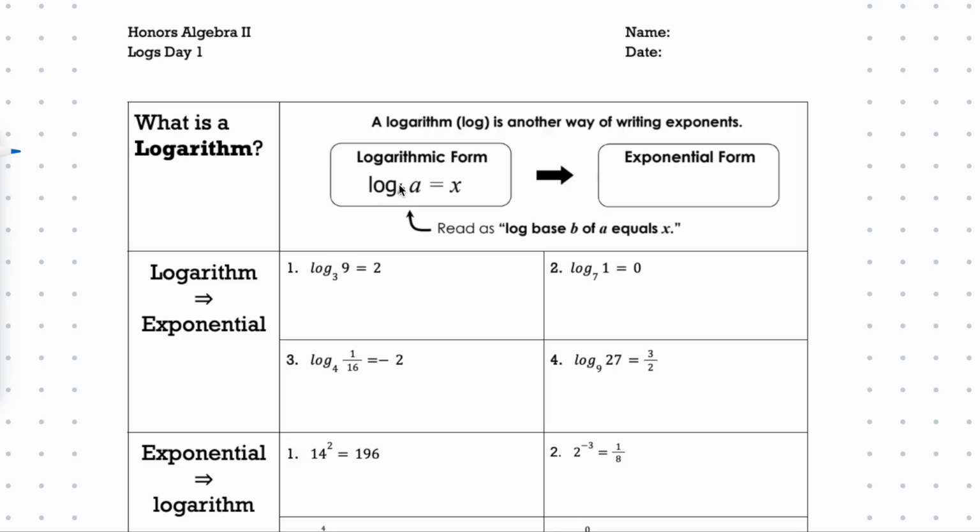So logarithms are going to be in the form of log base b of a equals x. So basically what this is saying is b to the x power equals a. We read that out loud as log base b of a equals x.